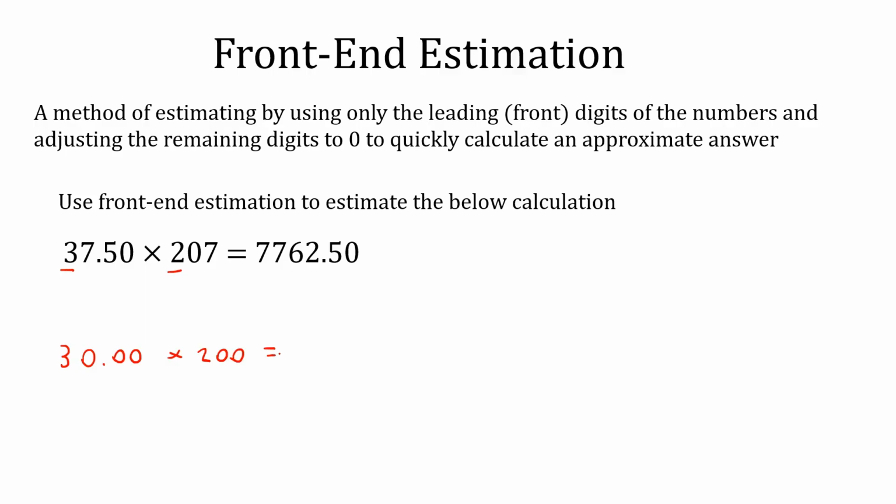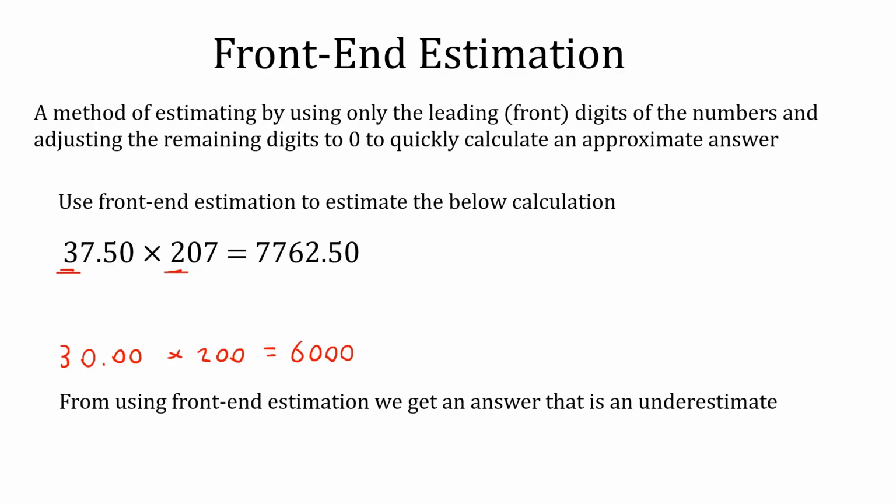And then I just multiply them. And I believe I simply get 600 here, and that would be my 6,000 here. And that would be my estimation pretty much. Is it close to the actual answer? Kind of, not quite. It could be a lot closer, right? That's why I said it's not always the most accurate method. From using front end estimation, we get an answer that is an underestimate.